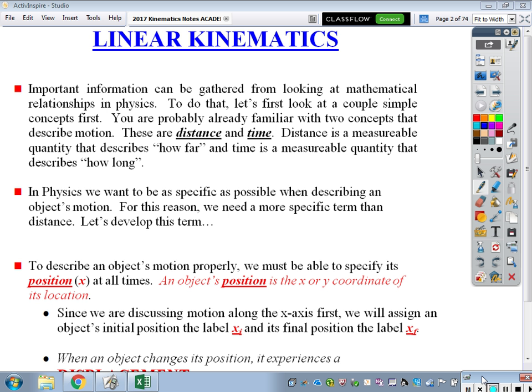Is that important, in your opinion, to physics? Absolutely. And which is why we spend so much time on this unit, to make sure we develop that very strong foundation in this, so we can springboard into other things.